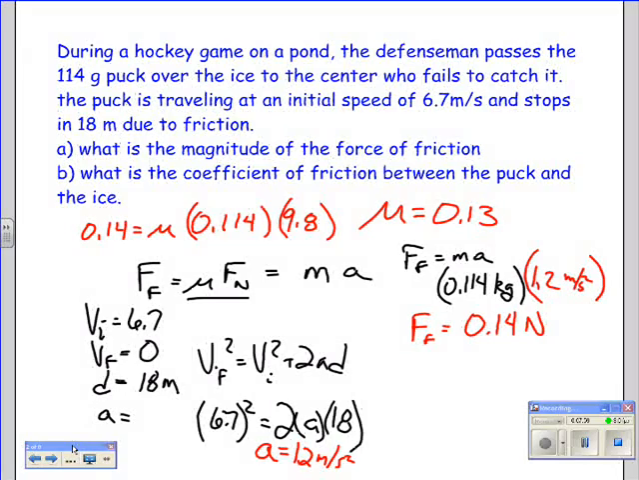All right. Questions on this one then? So again, frictional force, if it causes an acceleration, is mass times acceleration. It's always the coefficient times the normal.